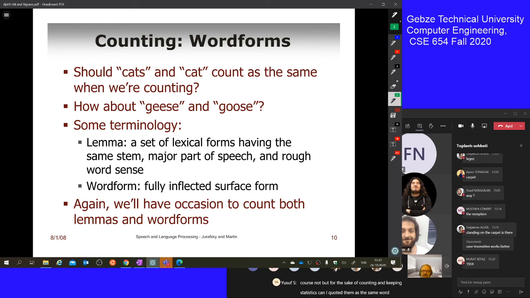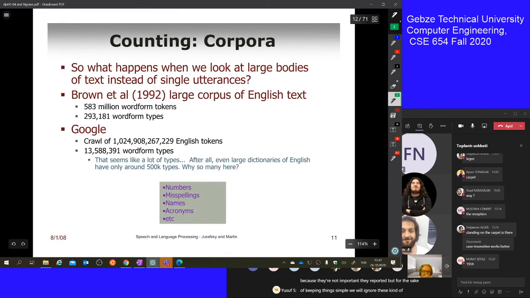Again, we are not going to deal with this kind of details. It is not because they are not important. They are important, but for the sake of keeping things simple, we will ignore these kind of problems for now. Okay. So remember I talked about corpora, the database of English text or the Turkish text.